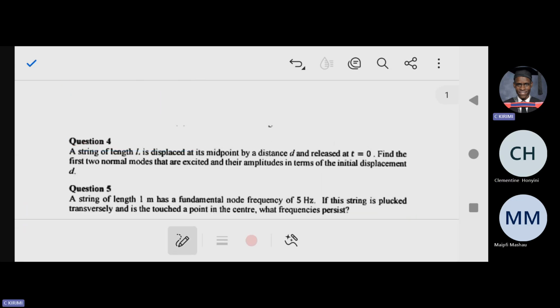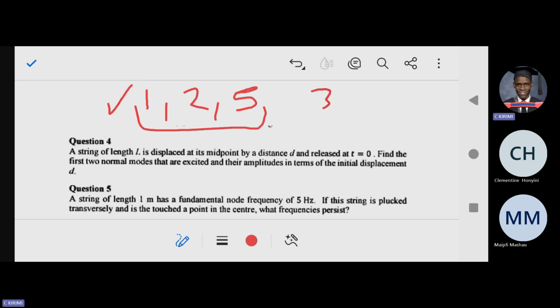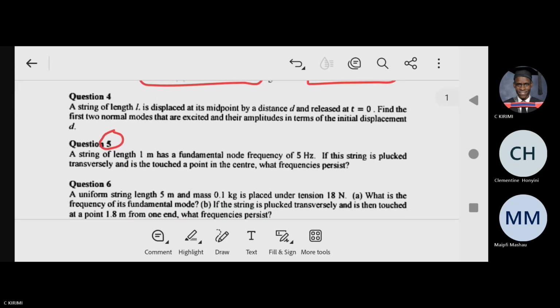So I've provided solutions for number 1, number 2, and number 5. The ones that I still have to forward to you are number 3, and then we'll do 4 and 6, then we are done. These are the only ones which are left. So for 5, it's this one which we are doing now, which I forwarded to the group.